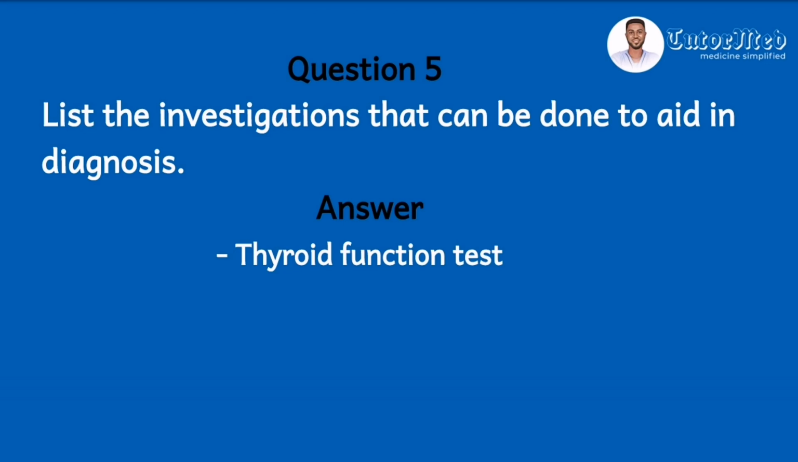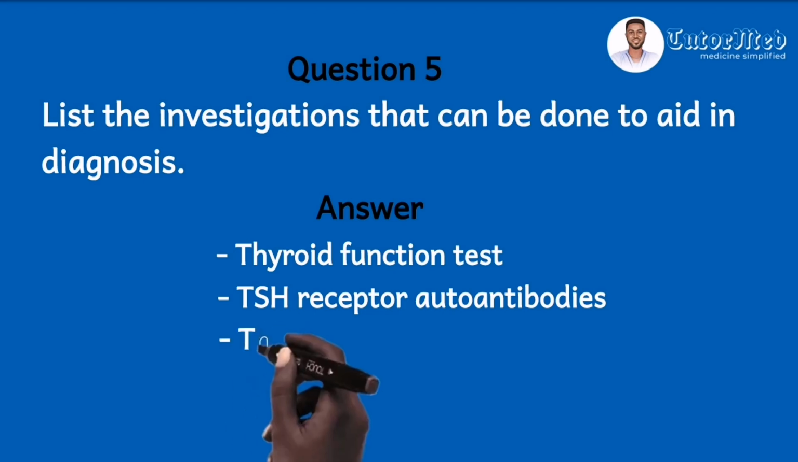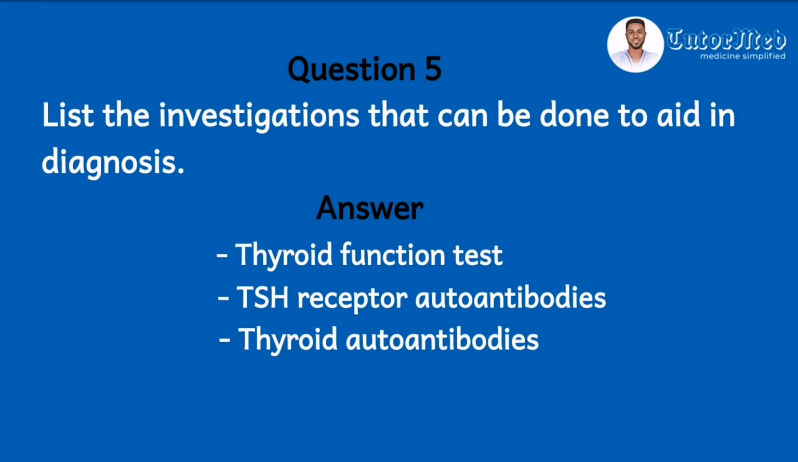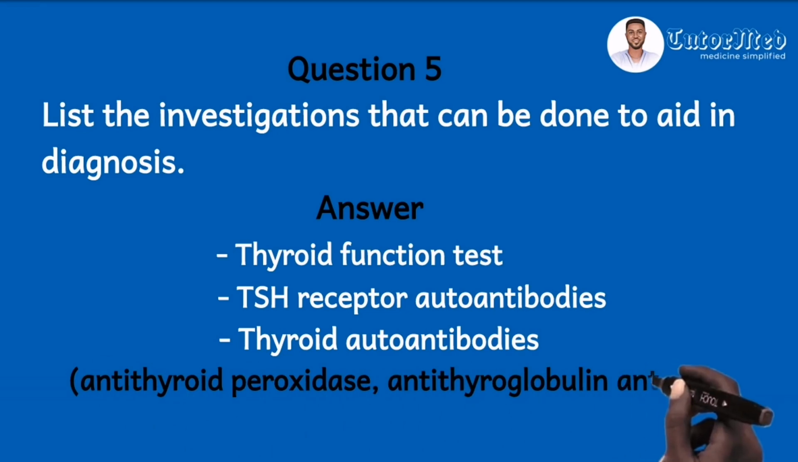Then we also want to do the TSH receptor autoantibodies. They are very good for screening for Graves' disease. So the thyroid function test will tell us that there is hyperthyroidism. Then we can go on to do the TSH receptor antibodies. Sometimes you can add other thyroid autoantibodies like the antithyroid peroxidase and the antithyroglobulin antibodies.